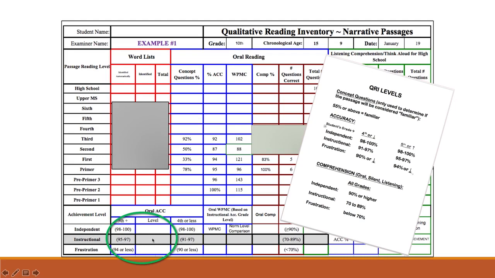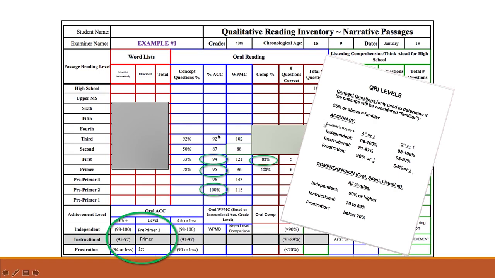So why don't you take a second and maybe pause the video and see if you can determine what the 3 levels are. Well, hopefully you matched mine. So what you're going to do is you're going to find 100% was pre-primer 2. That's going to go right here. And then primer goes instructional, and first grade goes frustration. So that is really what you do to fill in.